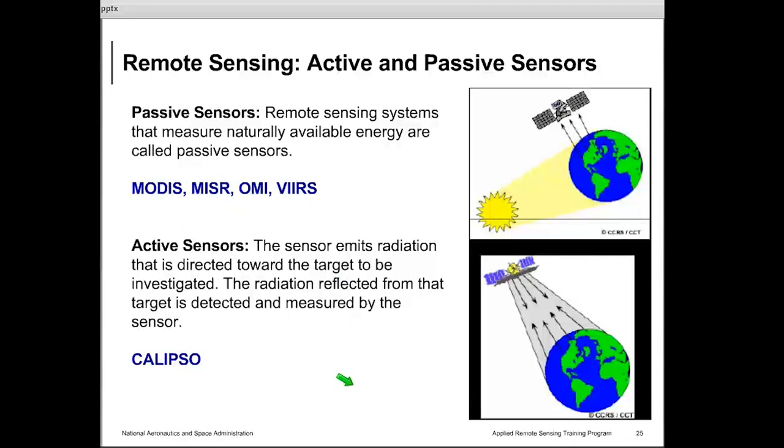Some examples of these passive sensors, which we looked at previously, are MODIS, MISR, OMI, and VIIRS. On the other hand, active sensors emit radiation that is directed towards the target, whether an object or any component on the Earth about which we want to obtain information, and then that radiation is reflected back from the target and is detected and measured by the sensor. So active sensors have their own source of energy.